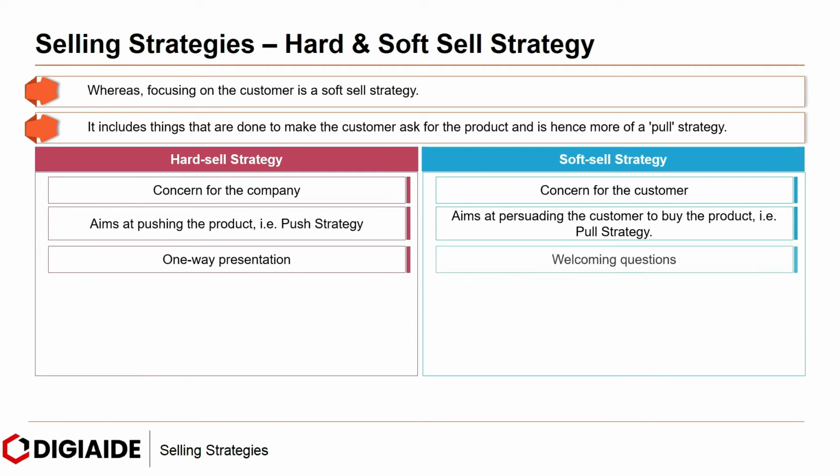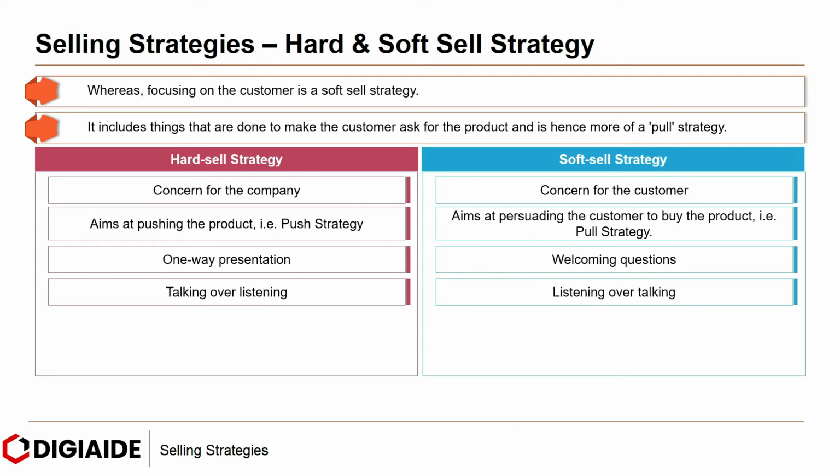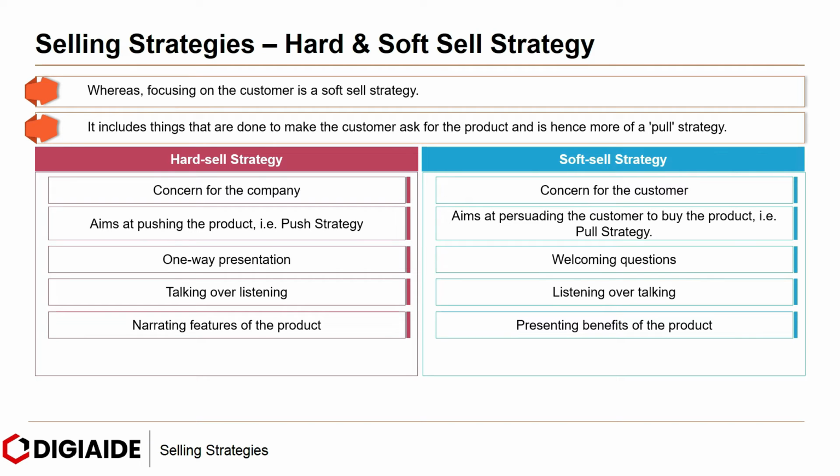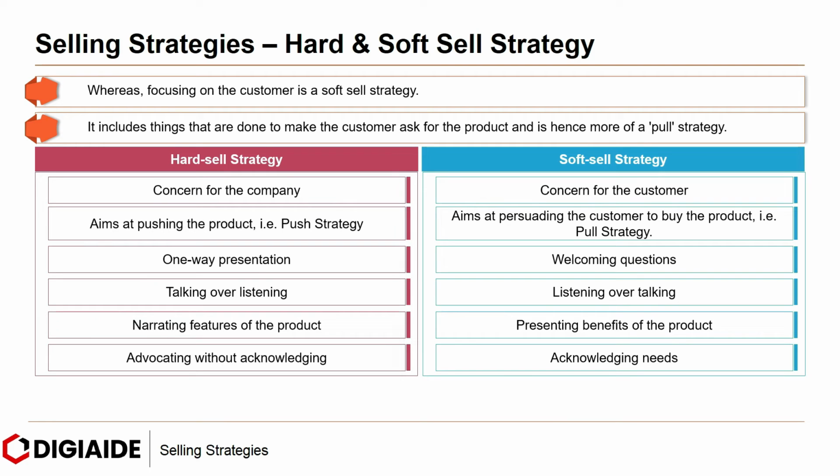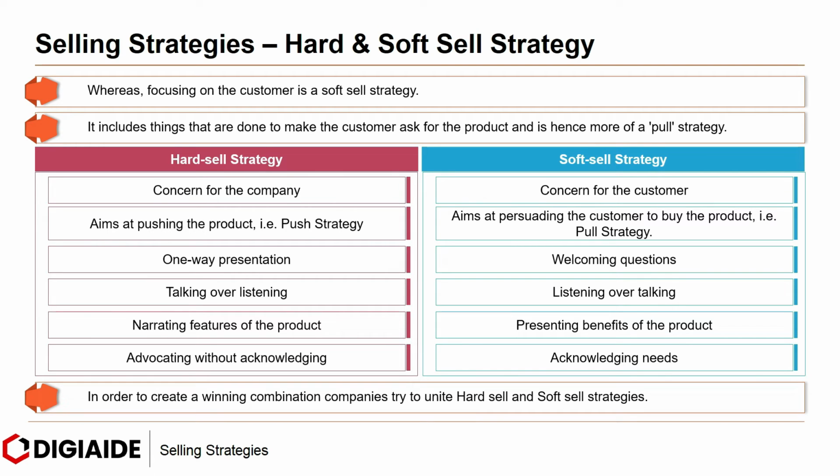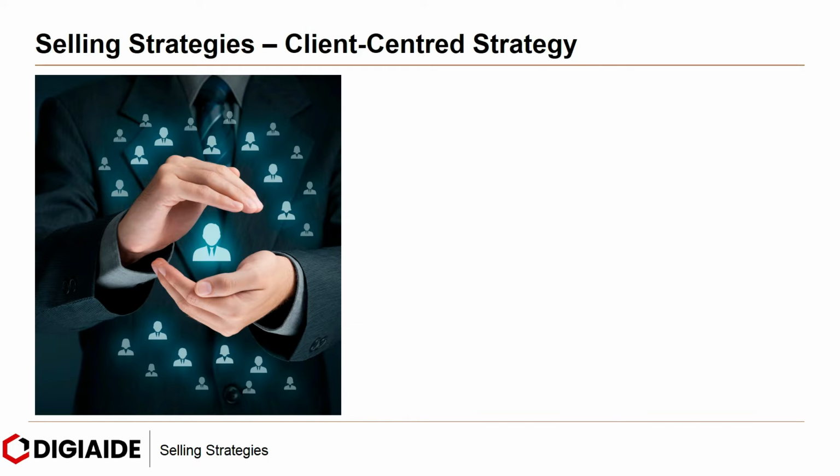Hard sell is a one-way presentation, soft sell is welcoming questions. Hard sell is talking over listening, whereas soft sell is listening over talking. Hard sell narrates the features of the product, whereas soft sell presents benefits of the product. Hard sell is advocating without acknowledging. Soft sell is about acknowledging needs. Therefore, in order to create a winning combination, companies try to unite hard sell and soft sell strategies.